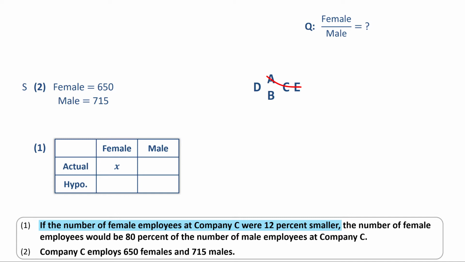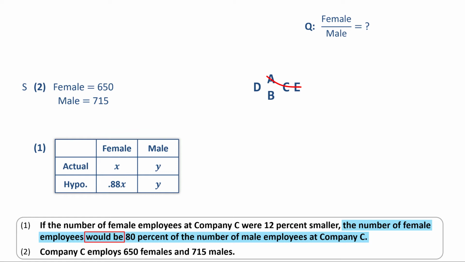What's 12% smaller than X? Well, 100% minus 12% is 88% of X, or 0.88X. What about the males? This blue clause doesn't mention a change in the number of males. So if we say that in the actual scenario there are Y males, then in the hypothetical one the number of males is still Y. Now that we're done with this first clause, let's turn our attention to the rest of the statement. It tells us what would be true in the hypothetical case.